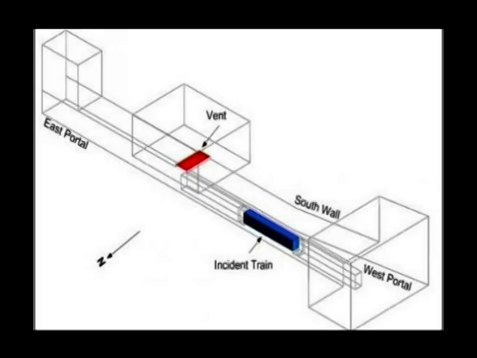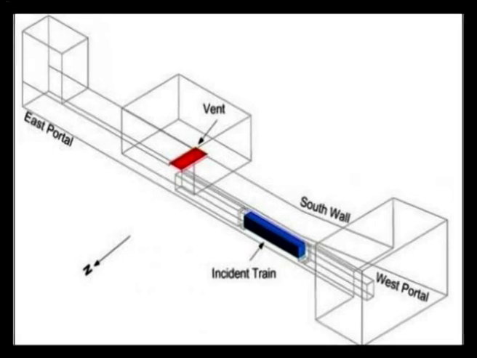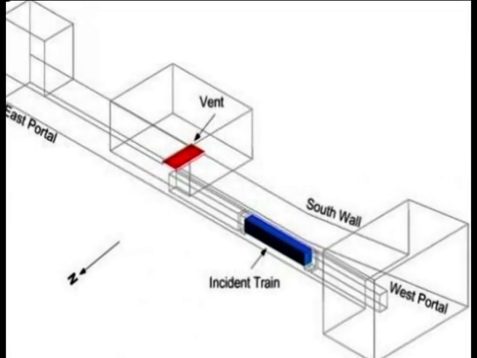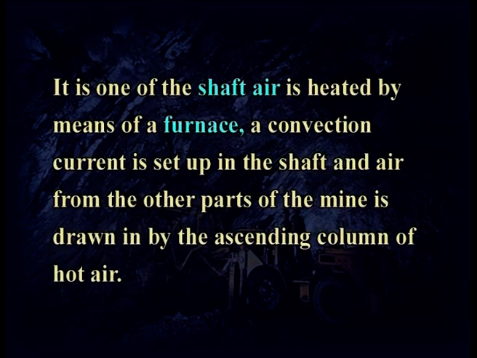Natural ventilation. It is most common in small underground workings. The density of air varies with temperature. The temperature inside the mine is higher than that of the atmosphere outside. Usually the mine has two shafts, one at a higher level than the other. Second, furnace ventilation. In one of the shafts, air is heated by means of a furnace. A convection current is set up in the shaft and air from the other parts of the mine is drawn in by the ascending column of hot air.